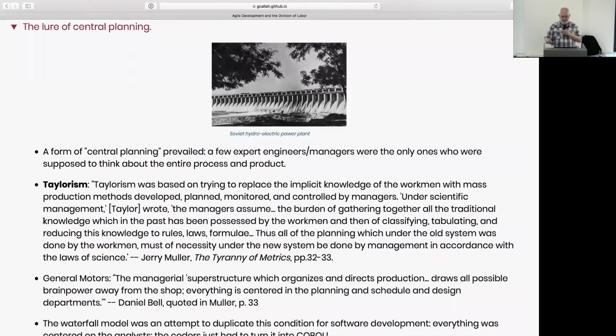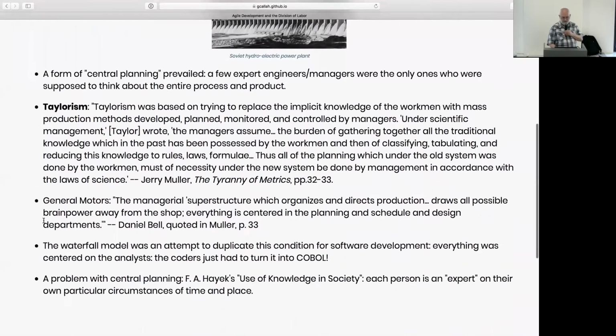Under scientific management, this is Taylor himself, "the managers assume the burden of gathering together all the traditional knowledge which in the past has been possessed by the workmen, and then of classifying, tabulating, and reducing this knowledge to rules, laws, and formulae. Thus, all the planning which under the old system was done by the workmen must of necessity under the new system be done by management in accordance with the laws of science."